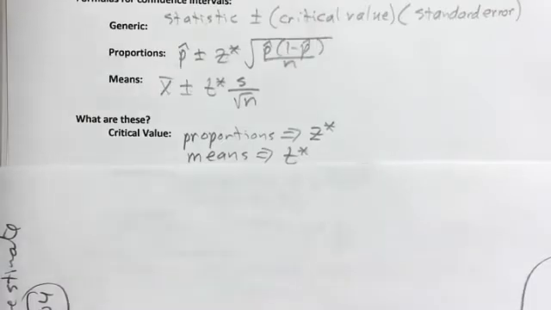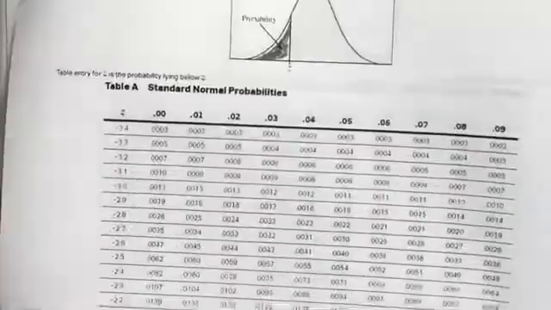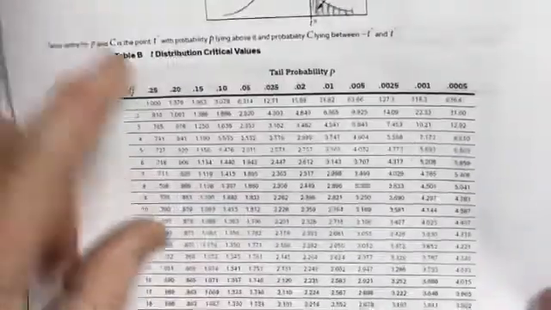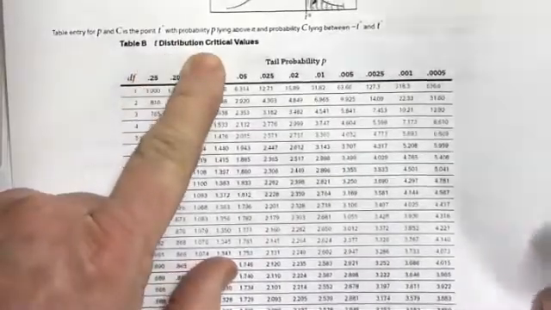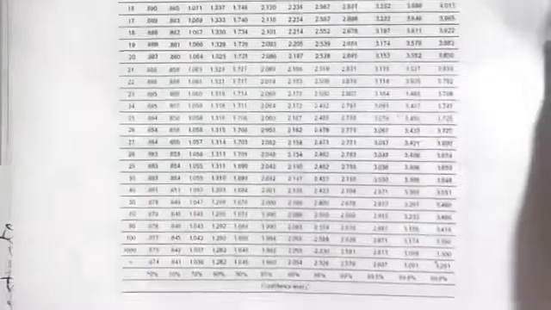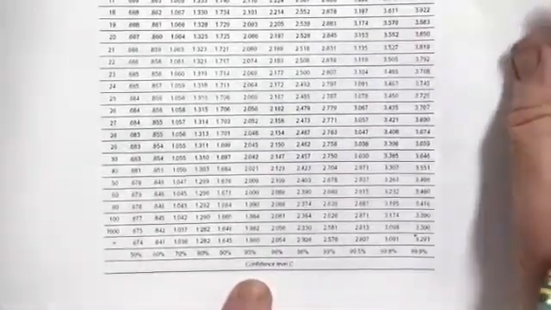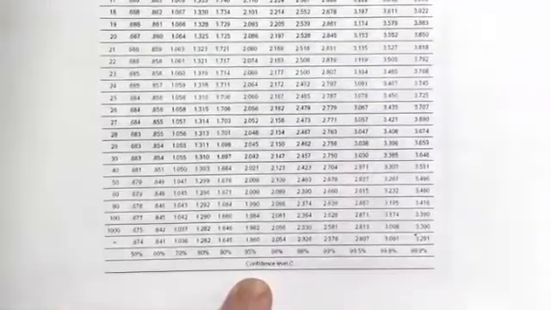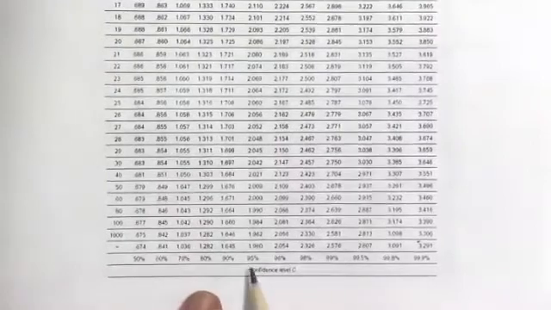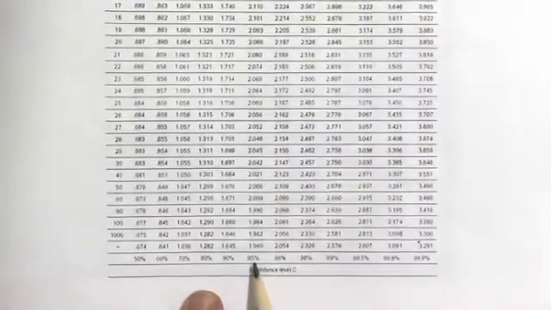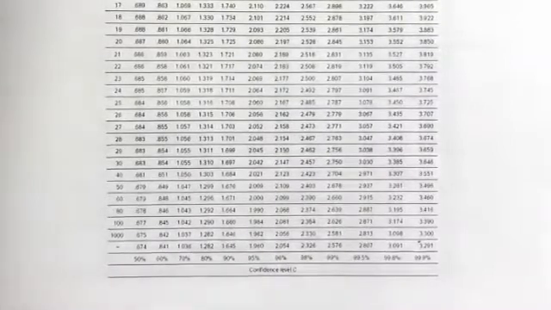Using your table, we're going to go to our tables, which is in the same packet as your formula sheet. There's table A, and we're going to go to table B. Even though it says t distribution critical values, to find our z star, we're going to go to the bottom of this sheet. In each problem, you're going to be given a confidence level. 95% is probably the most common one. It could be 90%. It could be one of these down here. It's never been on the exam that they didn't have one that wasn't down here.